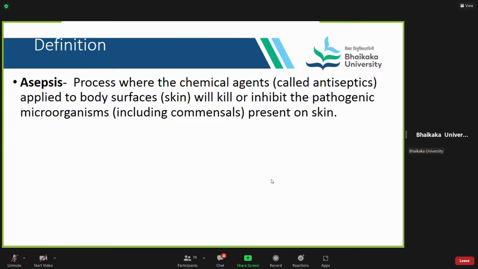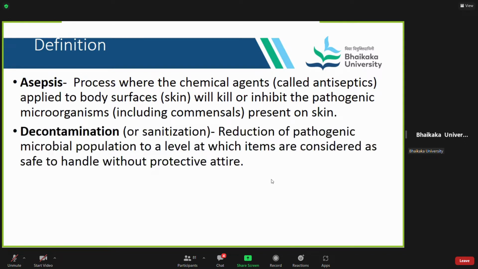But remember, all disinfectants are not safe to be used on living tissues or surfaces. So when you are using asepsis, keep in mind that you are trying to inhibit or reduce the number of organisms present on skin. When you say decontamination or sanitization, you are trying to reduce the pathogenic microbes so that you can deal with that. You can handle those particular instruments without any worry for acquiring the infection.